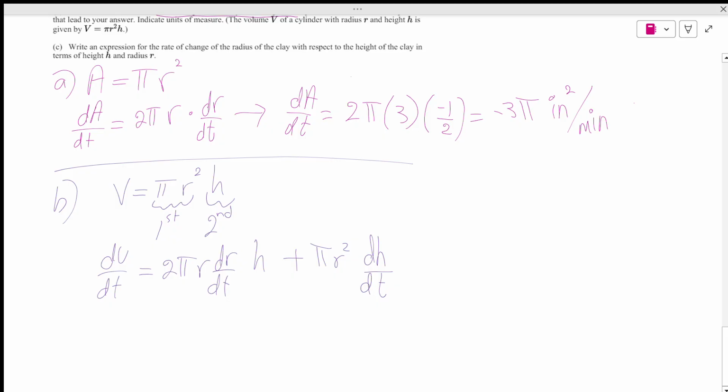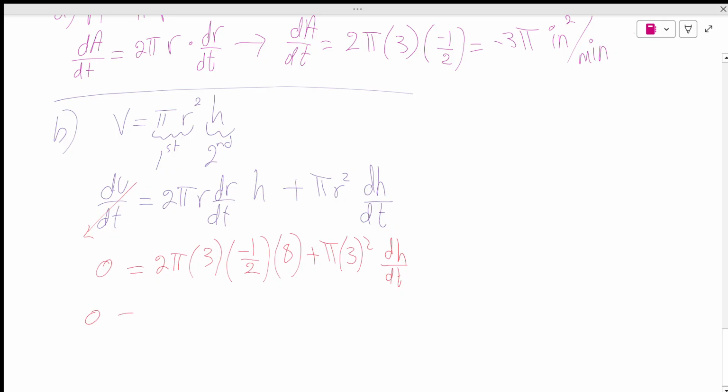Now we will plug in the numbers. The volume isn't changing, so this is 0. This is 2 times pi. At t equals c, the radius is equal to 3, and it is decreasing at a rate of half, times the height. The height is equal to 8, plus pi times 3 squared times dh over dt. I think that's what we are looking for. So this is 0 equals negative 24 pi plus 9 pi dh over dt.